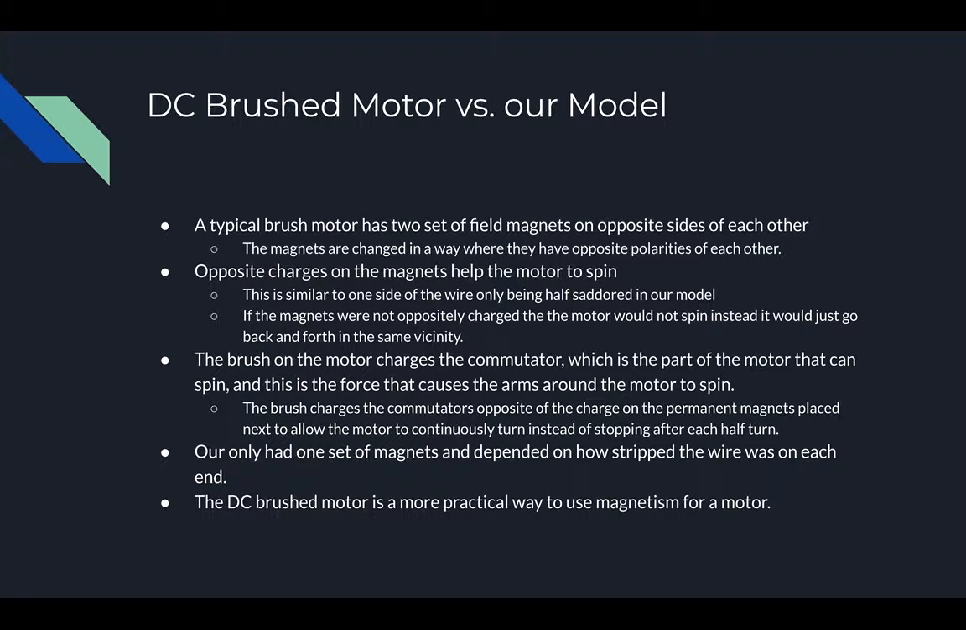So the difference between a brush motor and our model is a brush motor has 2 sets of magnets on each side. These magnets are opposite polarities of each other. Opposite charges on the magnet help the motor to spin. This is similar to one side of the wire only being half soldered in our model. If the magnets were not oppositely charged, the blades would only spin back and forth in the same vicinity. The brushes on the motor charge the commutator, which is the part of the motor that can spin. This is the force that causes the arm to spin around. The DC motor, I believe, is a more practical use of magnets as a motor.